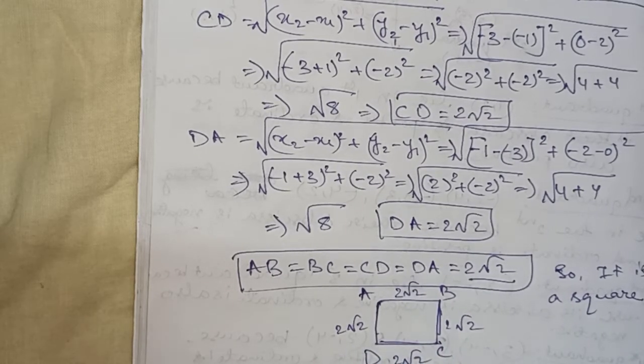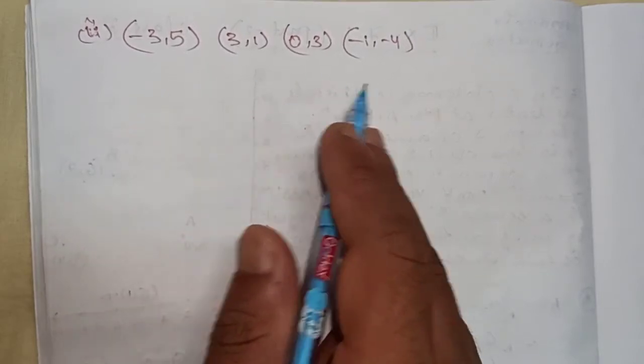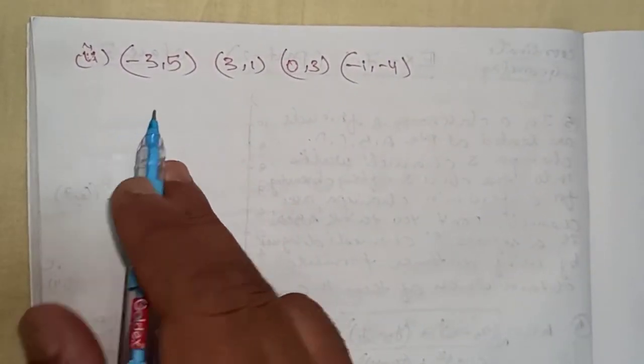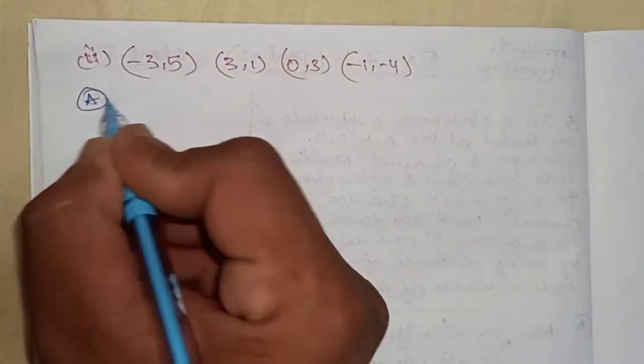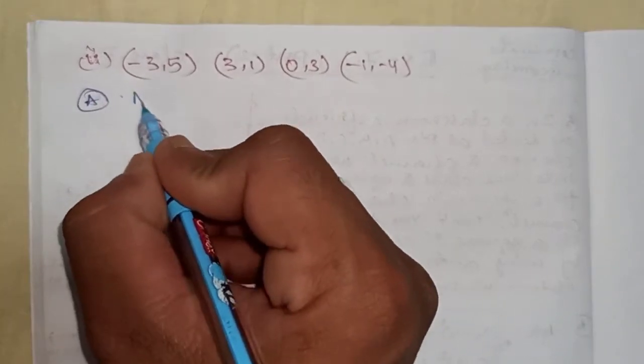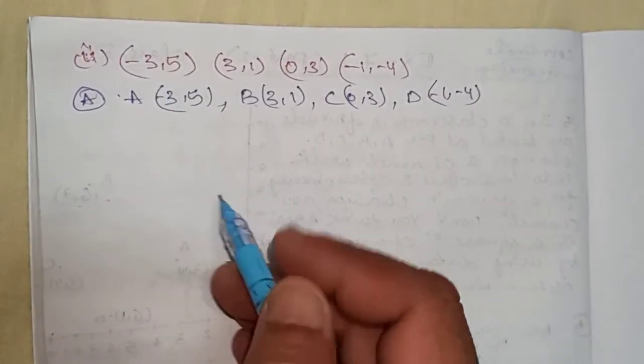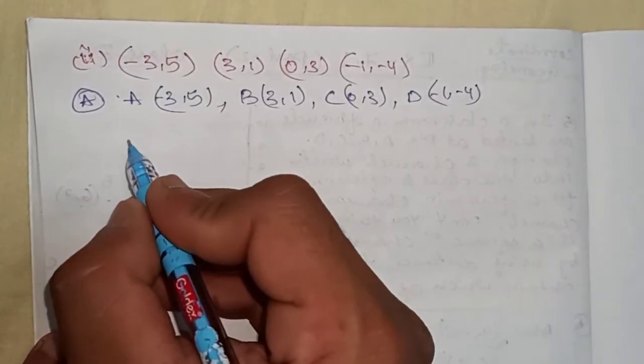Okay, next bit. In the second bit, again 4 coordinates are given. We have to find out their distances so that we can identify what kind of quadrilateral we are getting. So I will name it as ABCD. We will find out the distances between all the 4 coordinates.